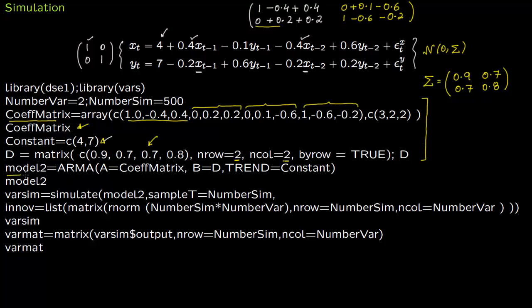This is your model. The model fitting is done by the command ARMA. As I said before, you have 3 inputs. First is the coefficient matrix right here, then B equals D. This D is the matrix of our variance covariance, so B is our sigma matrix, and trend is these two constants 4 and 7. So this is the trend, and this is the model.